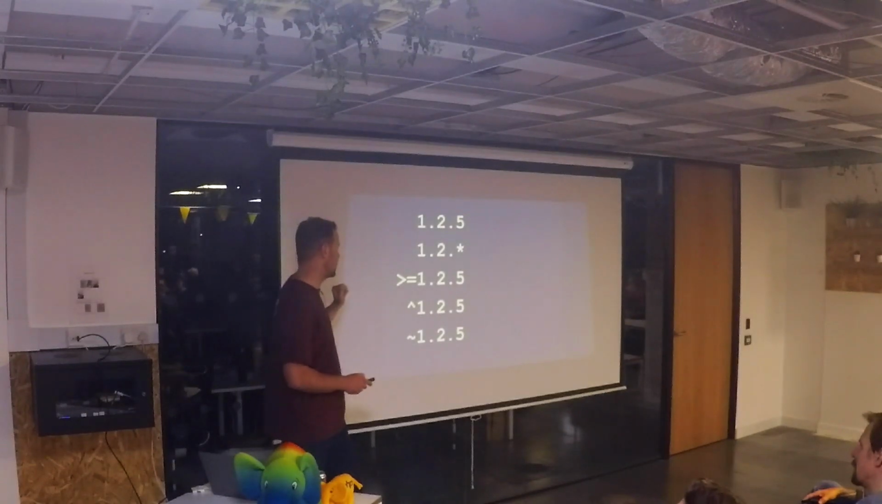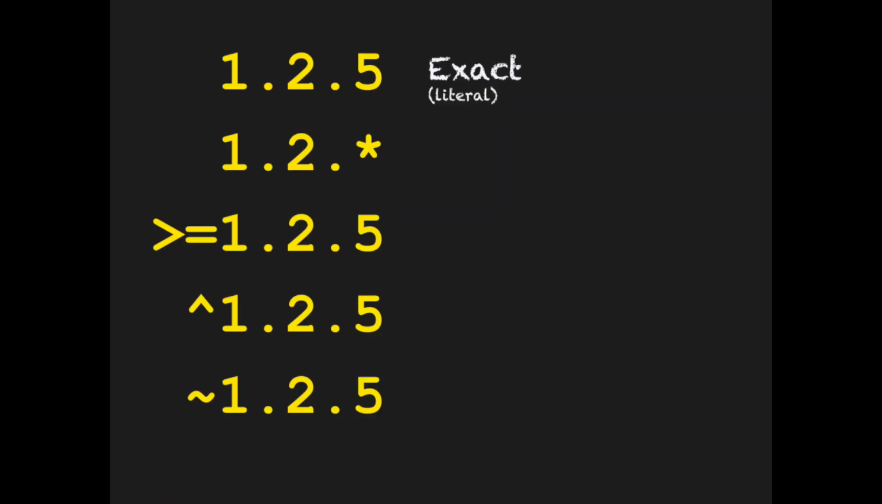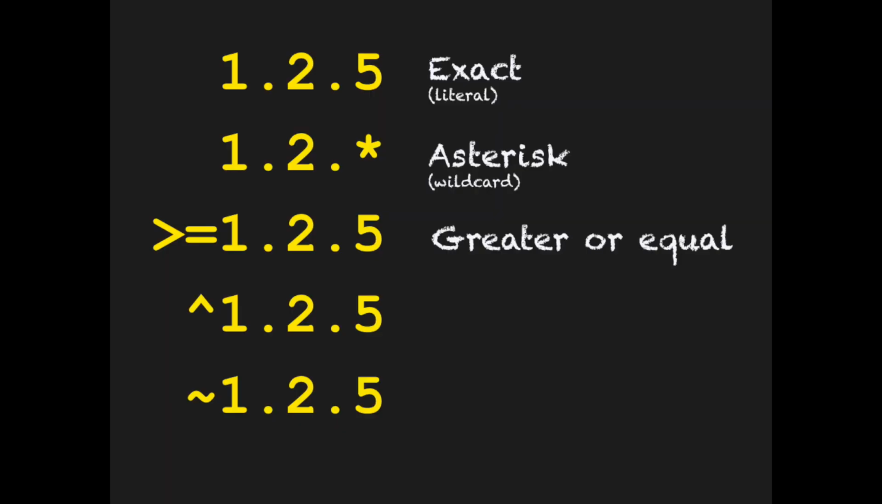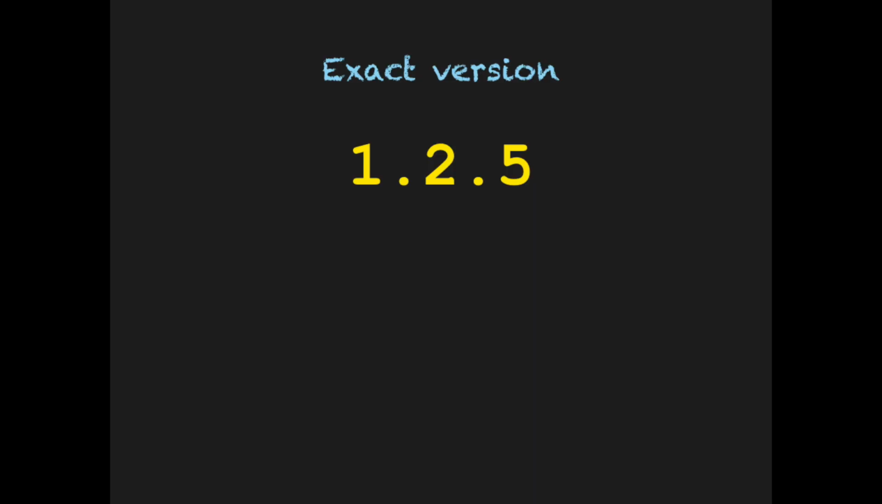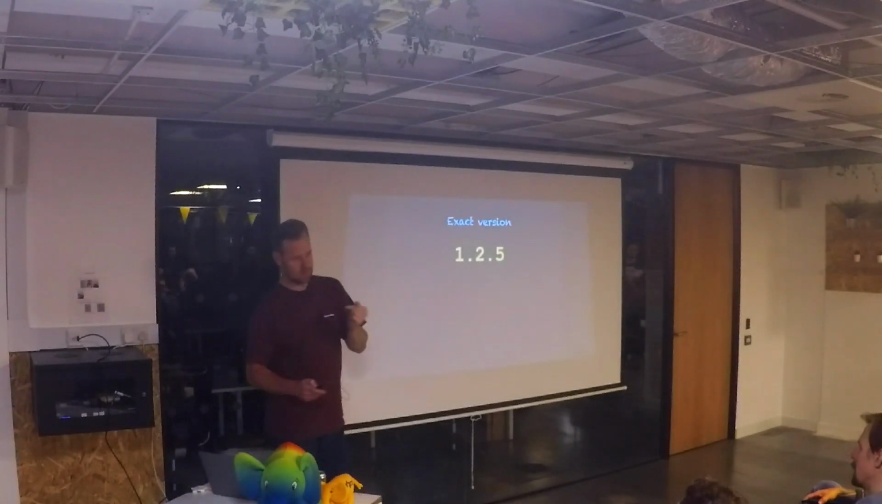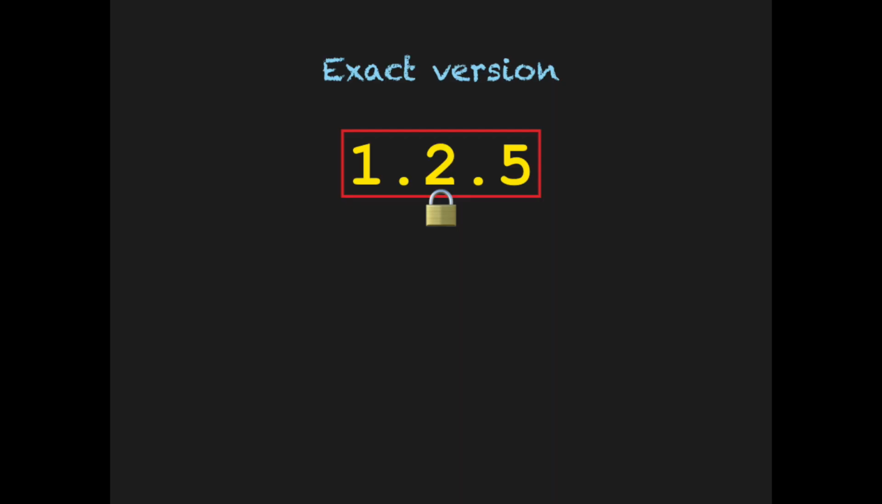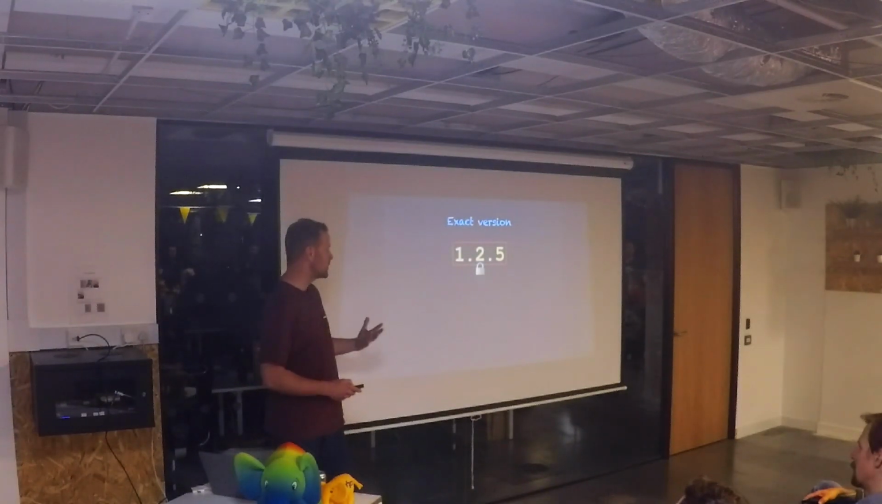I'm going to talk about 5 types of version constraint. There are other weird ways of doing it, but I'm not going to cover them. You've got the exact one, the literal one, the asterisk, the greater or equal, the hat, sometimes called the caret or circumflex, and the tilde. The exact version is very literal. You say that our application requires this, our build requires this, and you get exactly that.